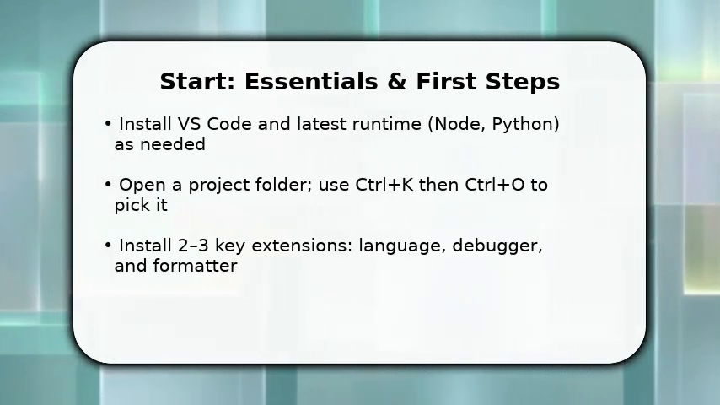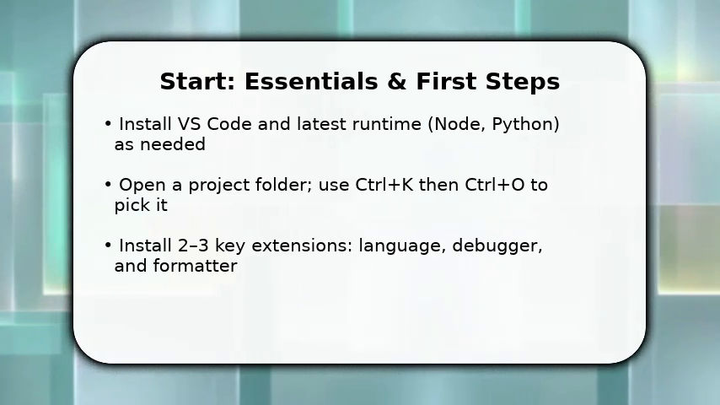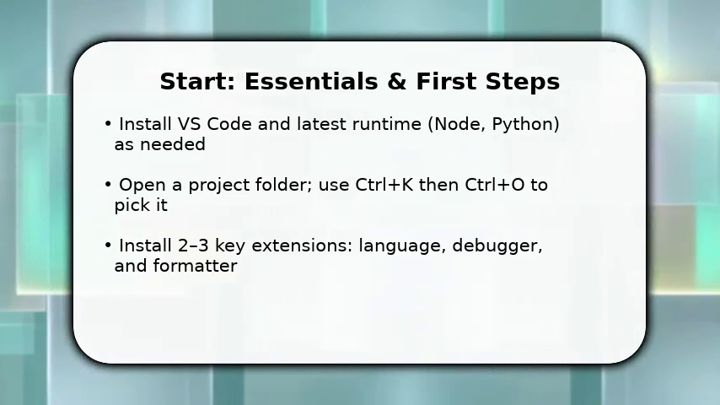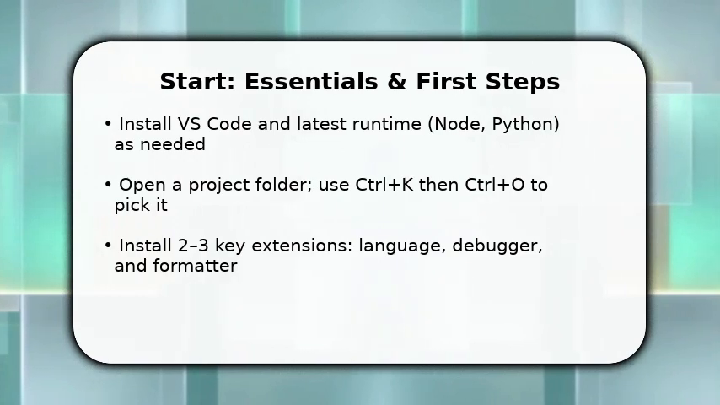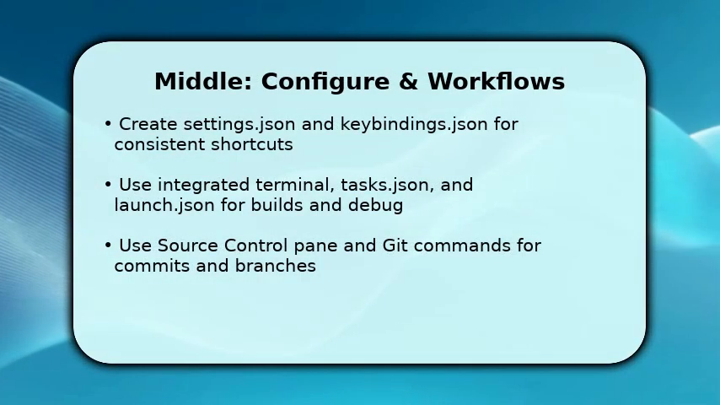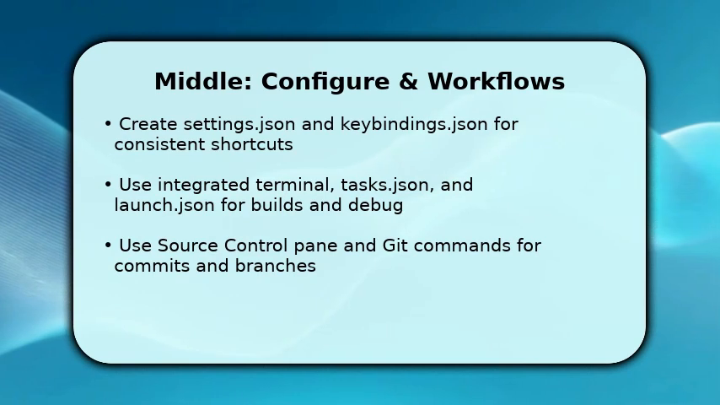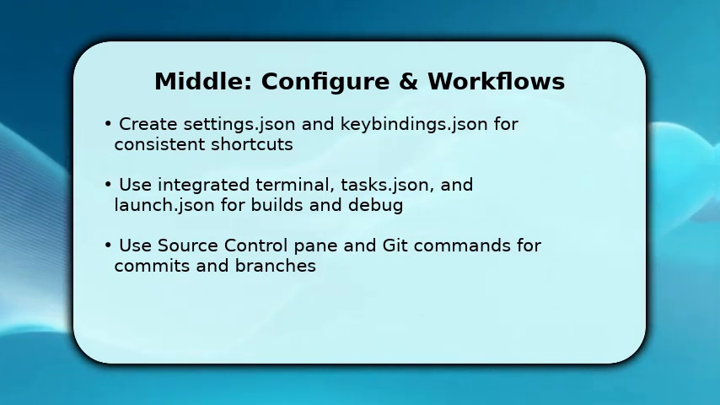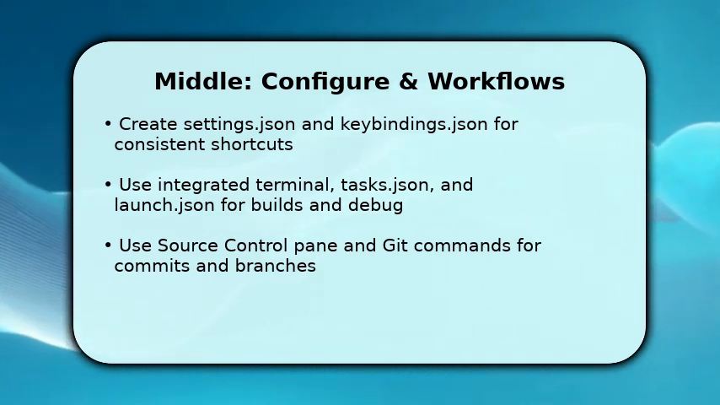Now focus on configuration and repeatable workflows. You'll edit settings.json to enforce formatting and keybindings.json to speed edits, this reduces friction, then configure tasks.json for builds and launch.json for debug profiles so running code is one keystroke. Use the integrated terminal alongside the editor to keep context.